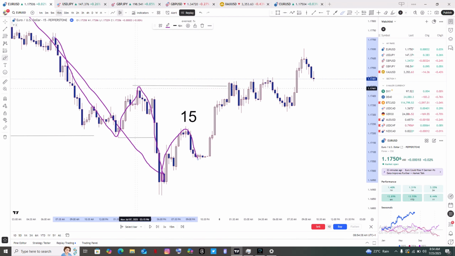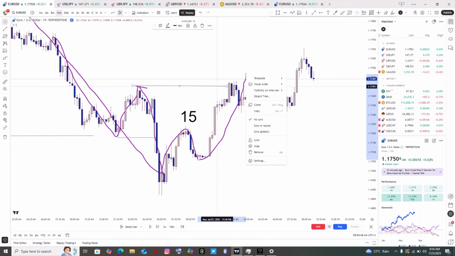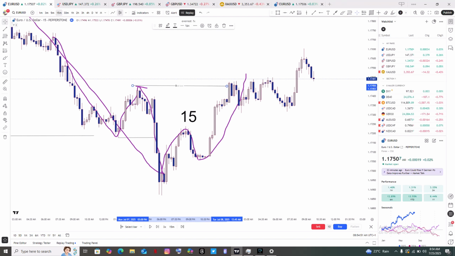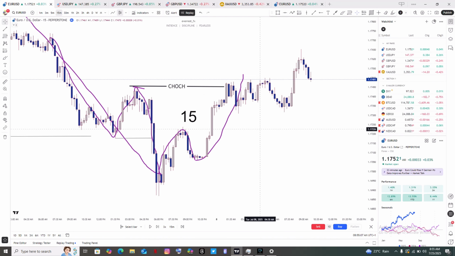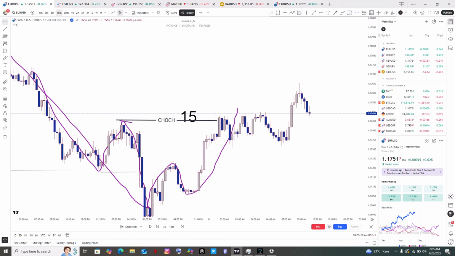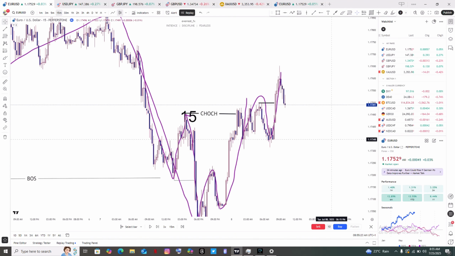This is 15-minute structure. Here, the market is not supposed to break here, but the market now broke this place. It has broken this place, so this is a change of character. I already taught you guys about that in our previous class. Let me increase the text size. So this is a change of character. Another break here, right? This is another break. Let's keep following the market.